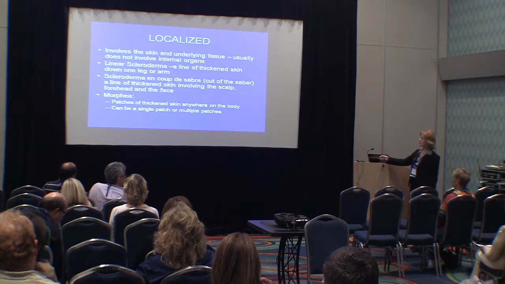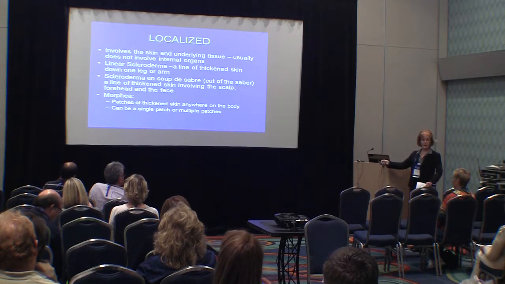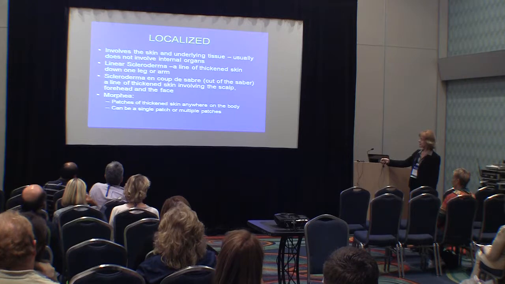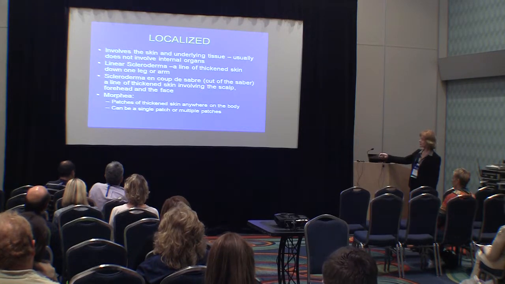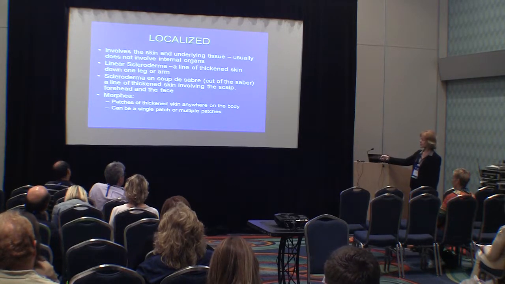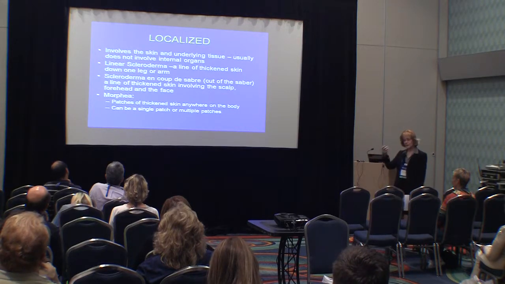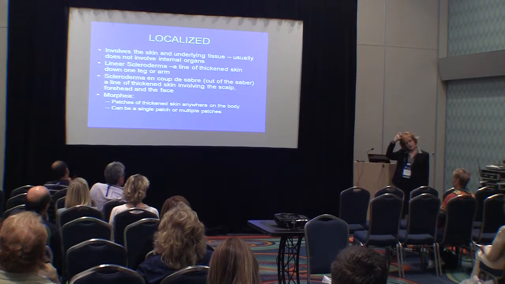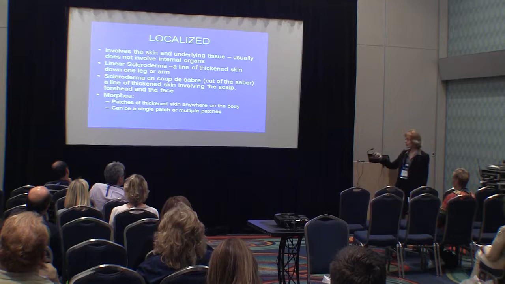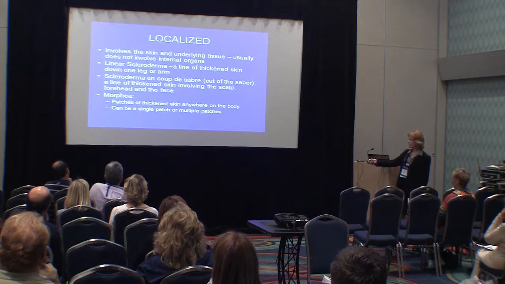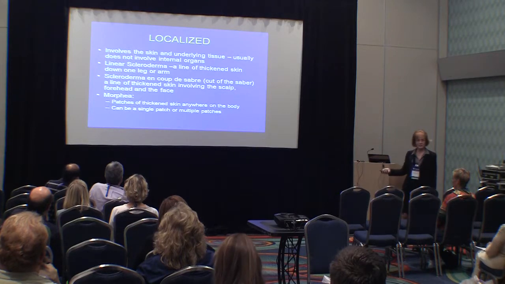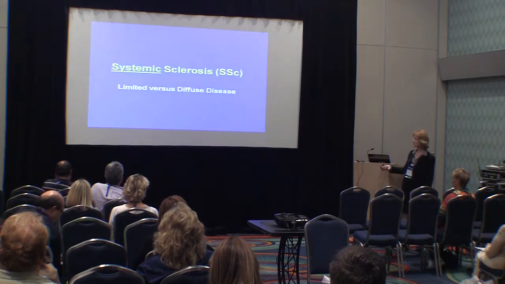If it's linear, it's a line of thickened skin down one arm, down one leg. Now en coup de sabre, that I mentioned, that's French for strike of the saber, a line of thickened skin. It involves the forehead. Sometimes it can extend into the scalp as well. And then morphea, these patches of thickened skin, can occur anywhere on the body, a single patch or multiple patches.